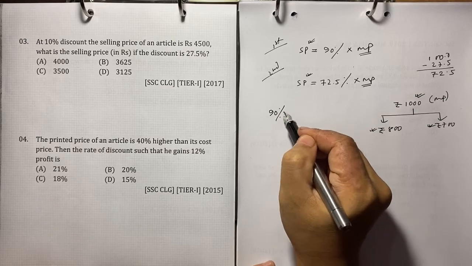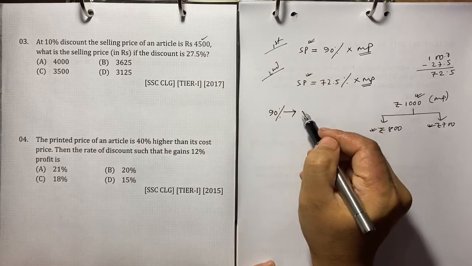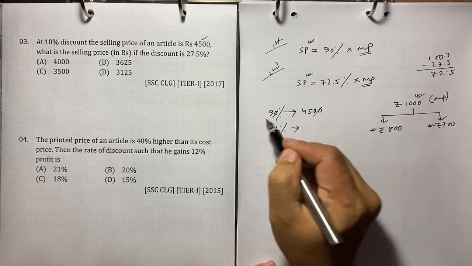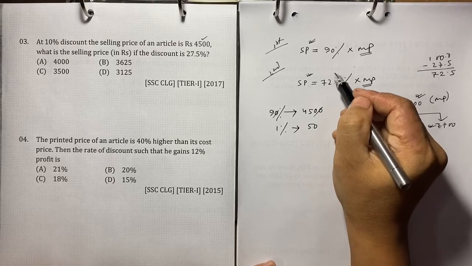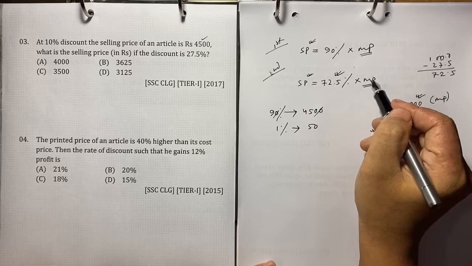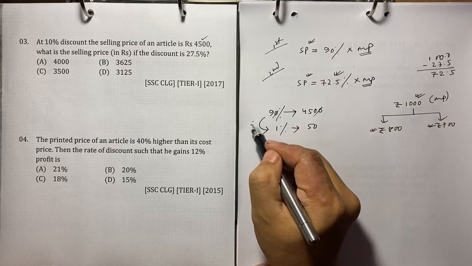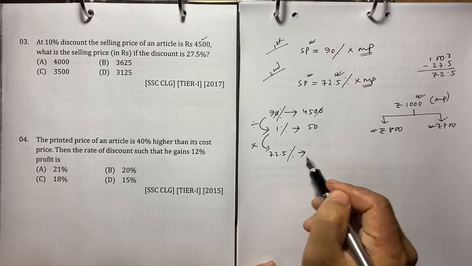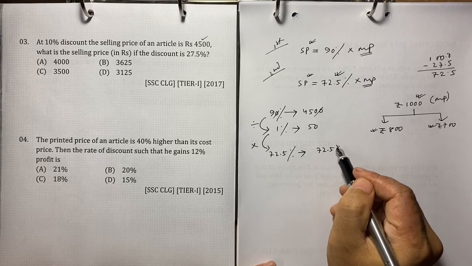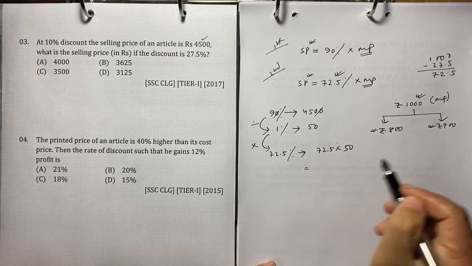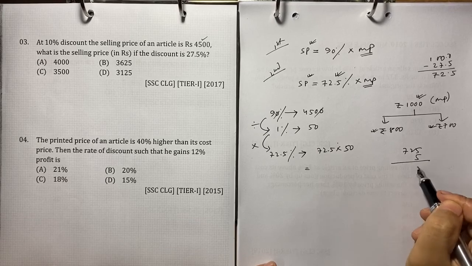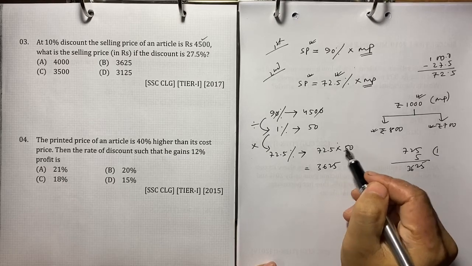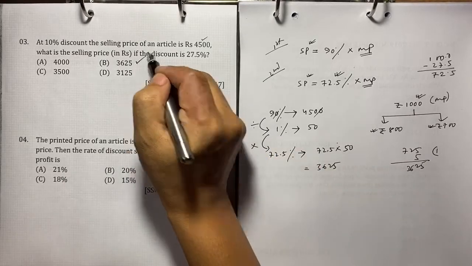90% of the mark price equals the selling price, 4,500. So 1% is 50 after cancelling. Now the question asks for 72.5%, so we multiply. 72.5% is 72.5 into 50 into 90. Equal to 725 into 5, so this will be 125 and 3625. So 3625 will be the answer.